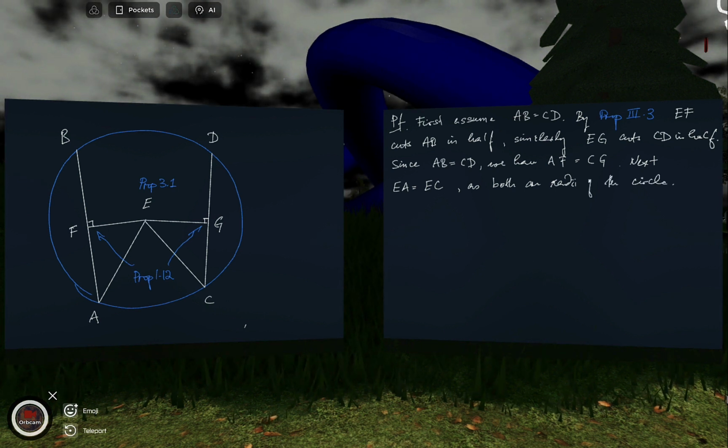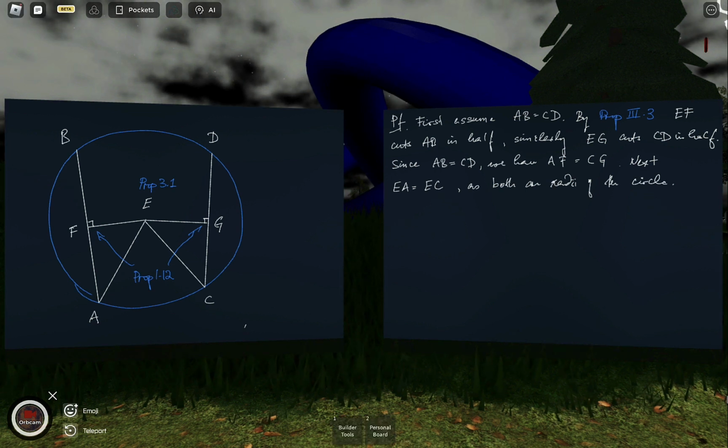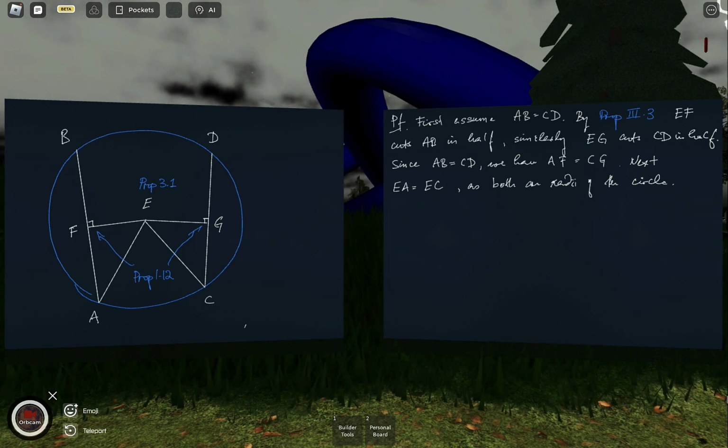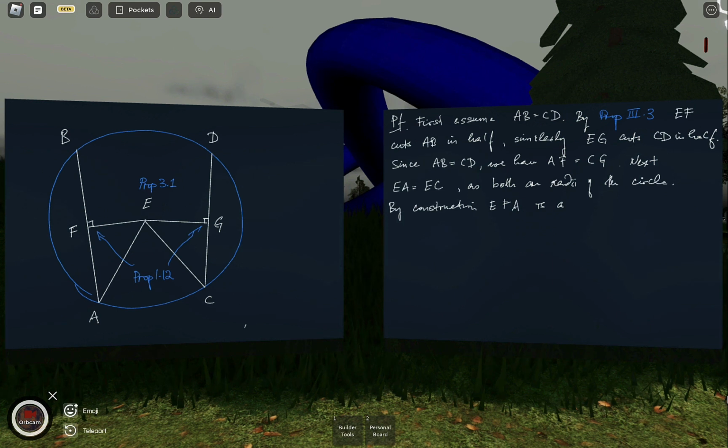Okay, so we've got two triangles and a bunch of matching lines that are equal. We apply Pythagoras' theorem, and of course the remaining side will have to be equal. So that's essentially the rest of the proof. I'll write this out. By construction, EFA is a right angle because we drop the perpendicular. So we get ourselves a right angle triangle, and so we can apply Pythagoras' theorem.